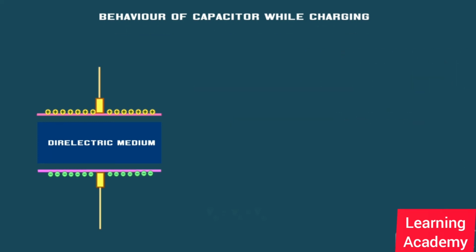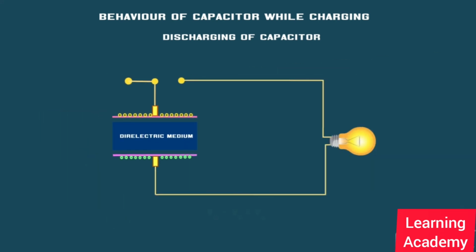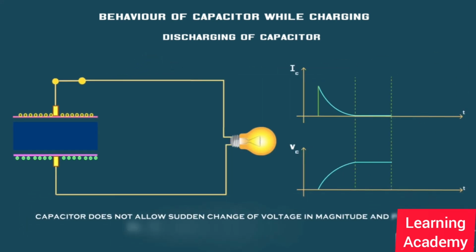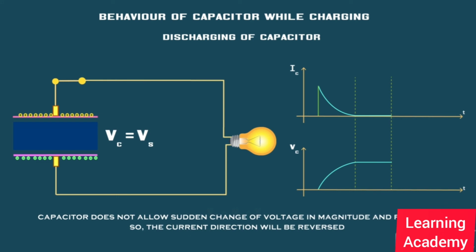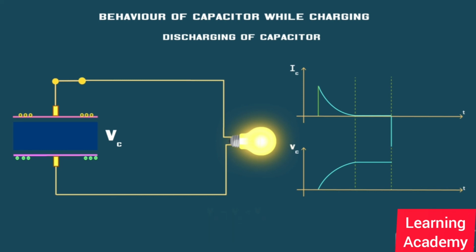Now, let's see the discharging of the capacitor. Let us now connect the capacitor to a light bulb. At that instant, due to the potential of the capacitor, a huge amount of charges try to flow from the capacitor's negative end to the positive end, and the bulb starts glowing. As the charges move away from the negative end of the capacitor, the potential across the capacitor starts decaying.